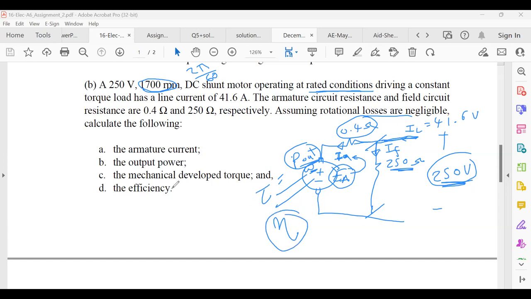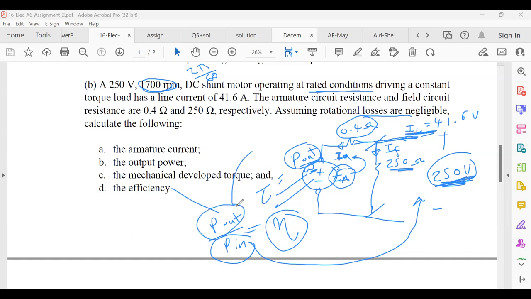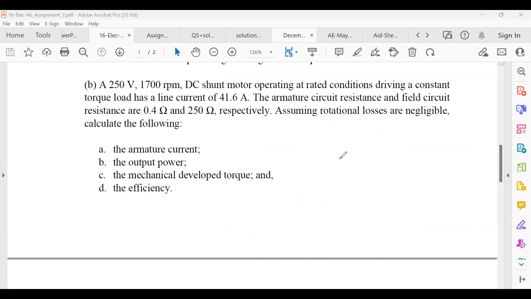For the efficiency, it's the output over the input. What is the input? It's the power here, this voltage times this current. This is the input. Output is this power. Ignore any losses. They said ignore all the losses. Okay, and this is, I believe, the first part.